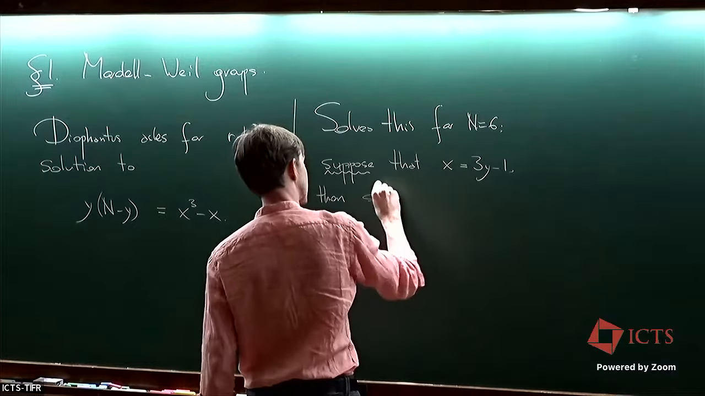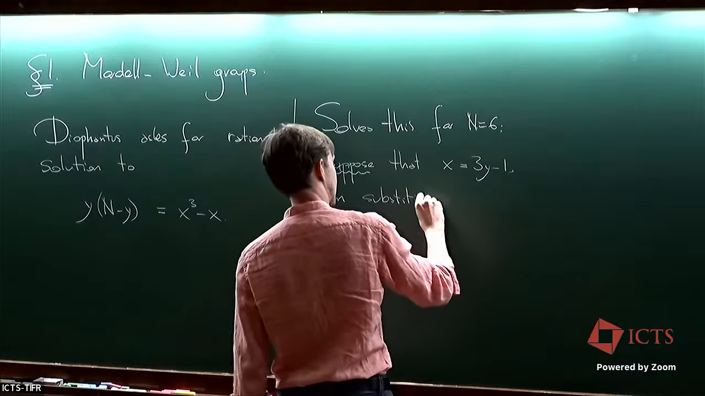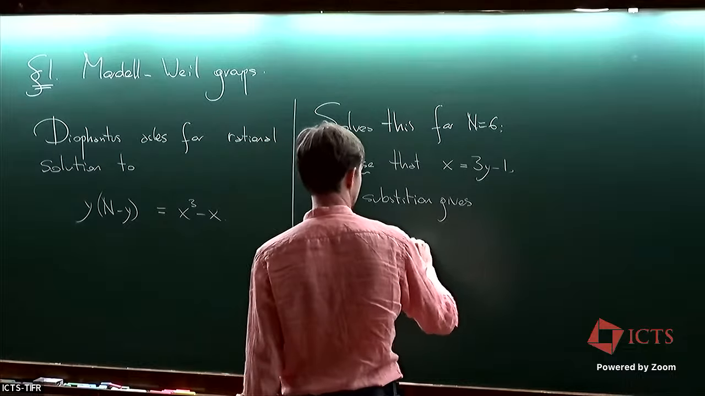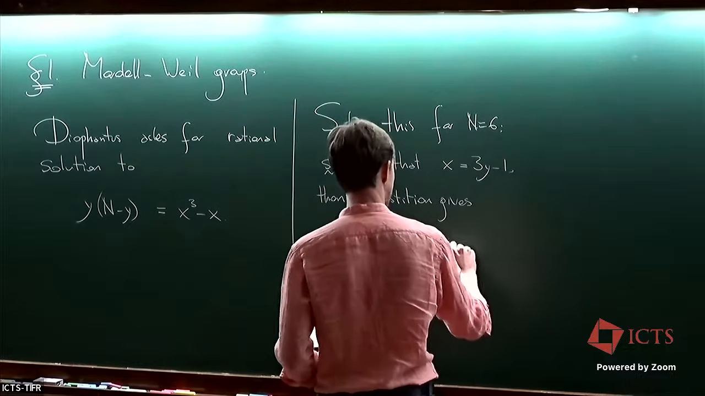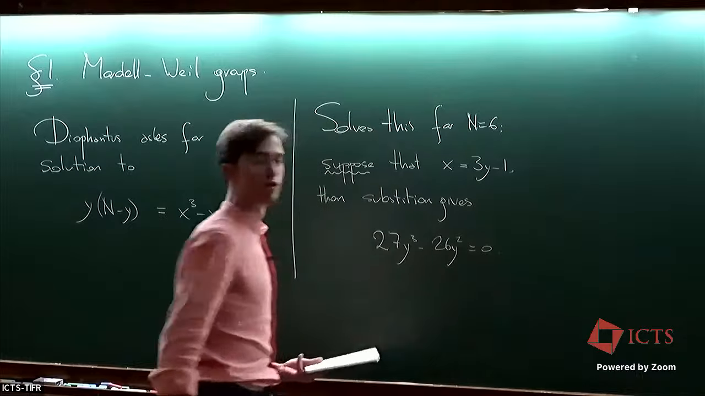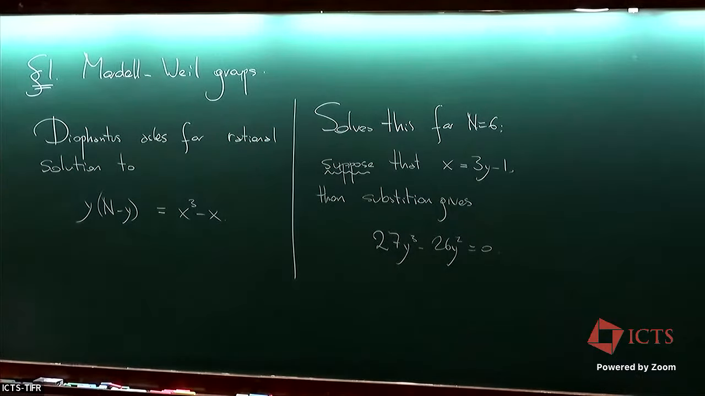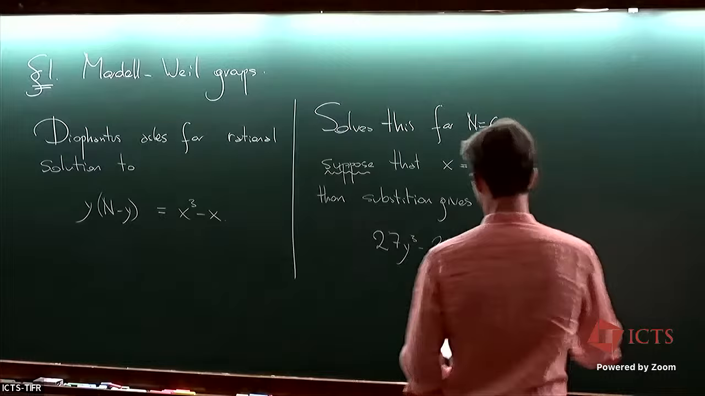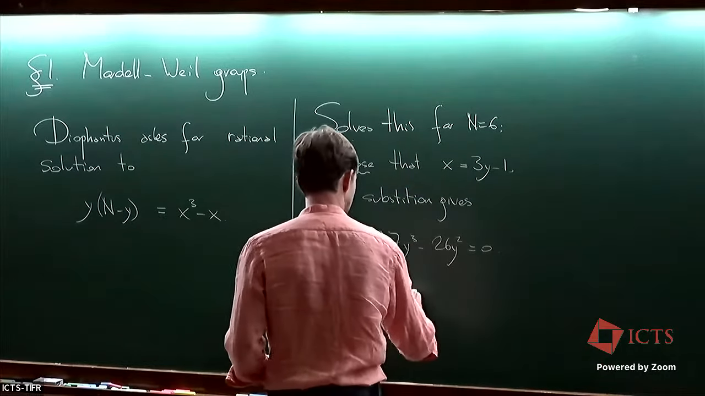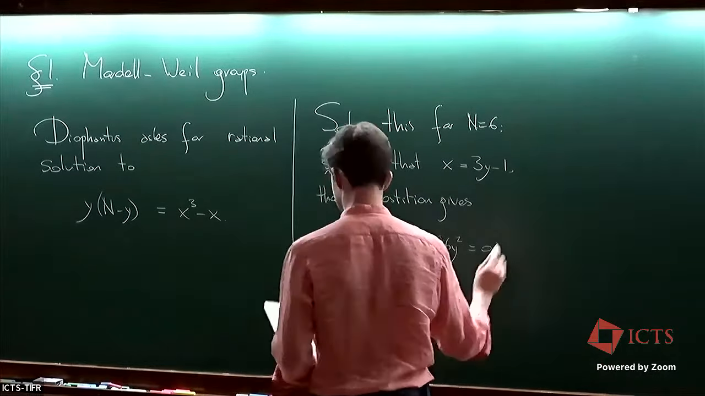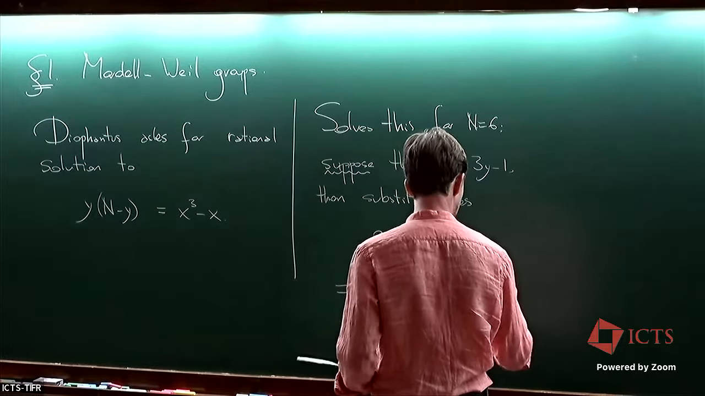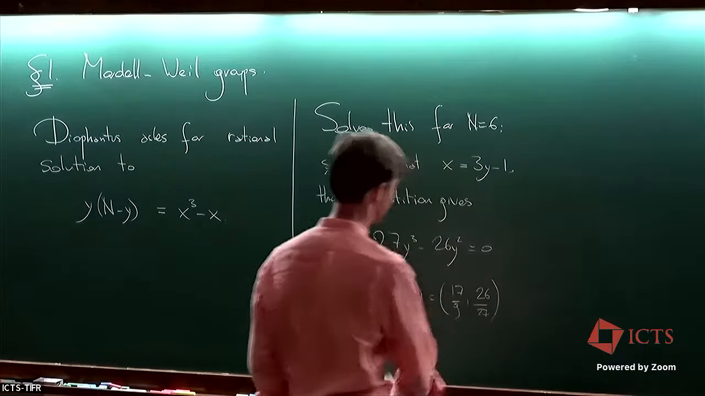So then substitution gives us the equation 27y cubed minus 26y squared equals 0. And now this one I can solve. So it's got a double root y equal to 0, and then it's got this other root, which is, I guess, 26 over 27. So Diophantus constructs a solution, which comes down to 17 over 9 if you work out the x-coordinate as well, and then 26 over 27. There we go.